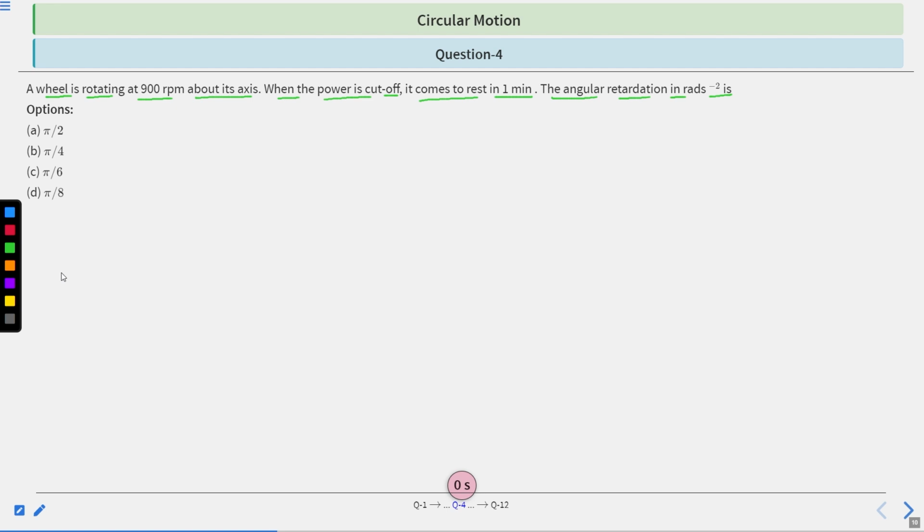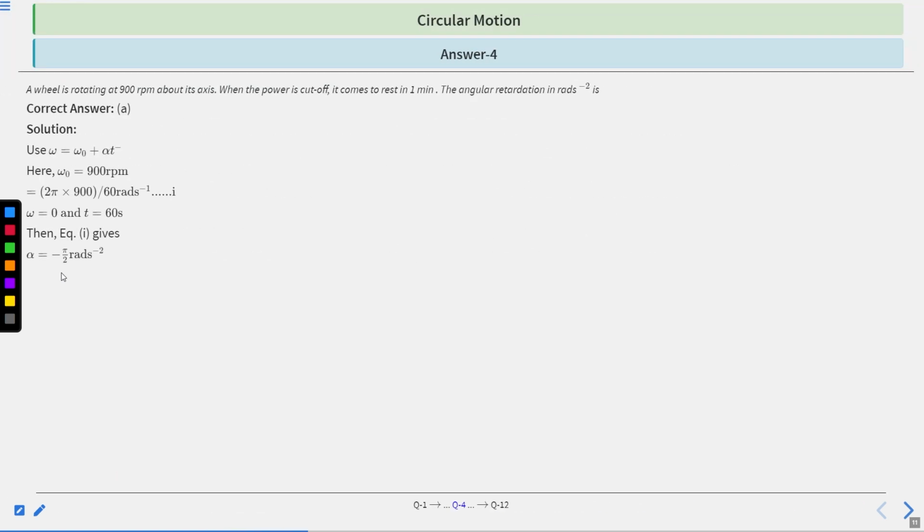Let's find the solution. According to the question, the wheel is rotating at 900 rpm about its axis when the power is cut off, and it comes to rest in 1 minute. So use the formula omega equals omega naught plus alpha t.